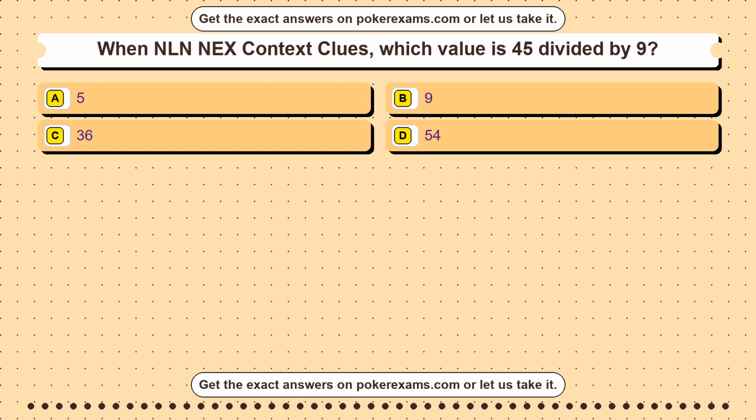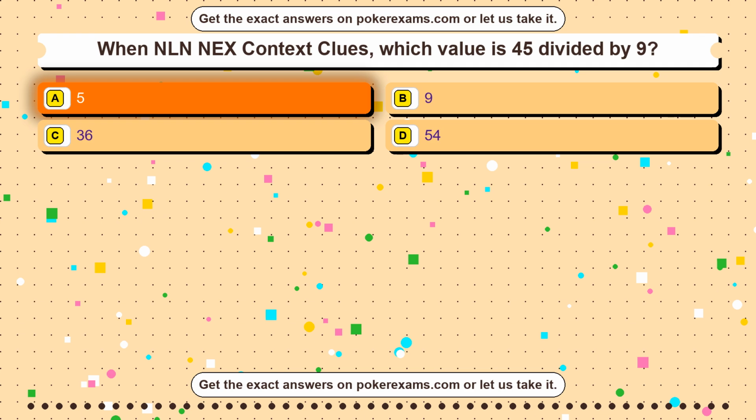Question 29. When NLN NEX Context Clues, which value is 45 divided by 9? Option A, 5. Option B, 9. Option C, 36. Option D, 54. The correct answer is option A, 5.